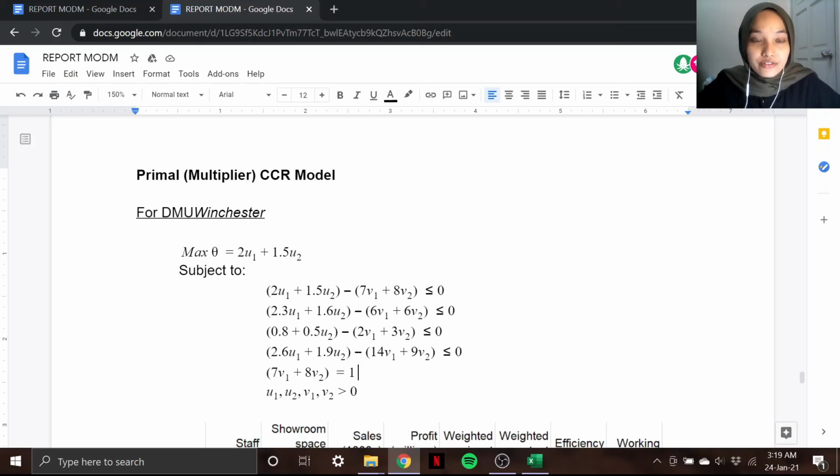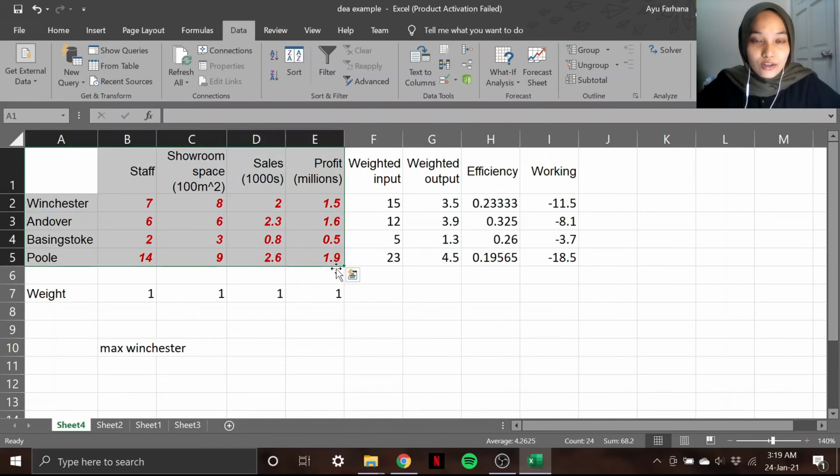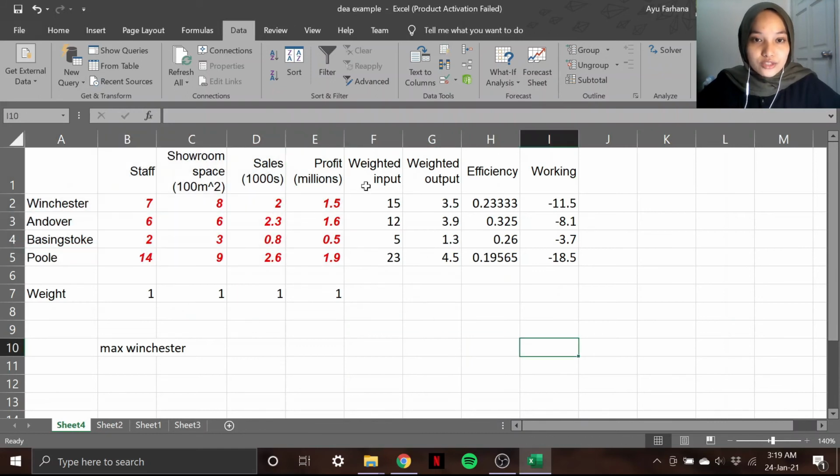By referring to this constraint and objective function, I can calculate the efficiency for this car garage by using Excel. After you key in all the data in Excel, you need to calculate the weighted input, the weighted output, the efficiency, and also the workings. The weighted input is the sum of each input multiplied by its weight. So here, 7 times 1 plus 8 times 1, we get 15.